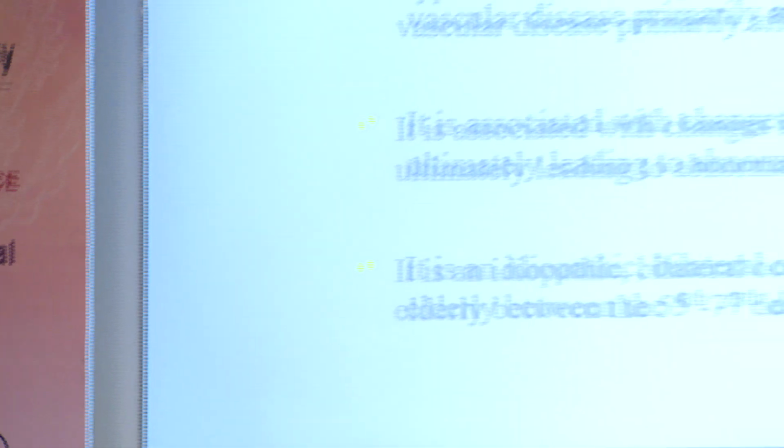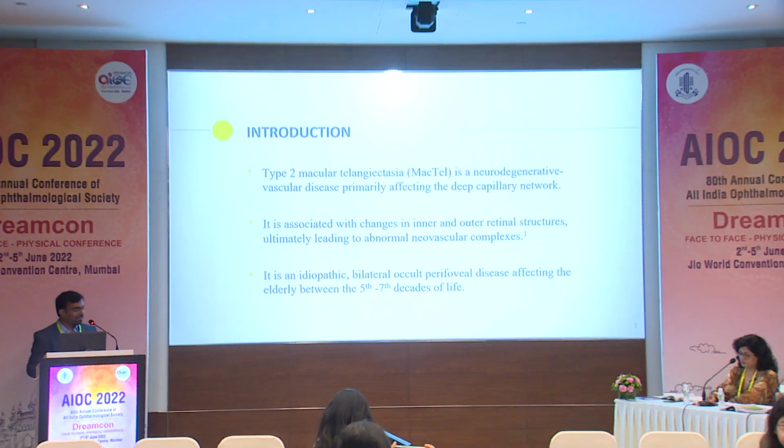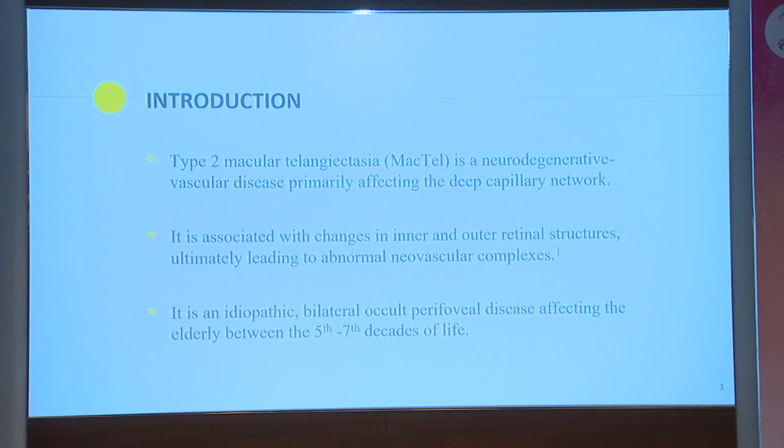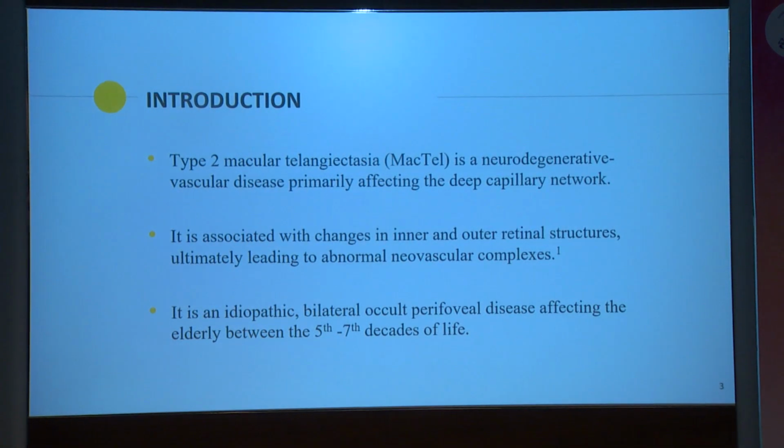Type 2 MacTel is a neurodegenerative vascular disease primarily affecting the deep capillary plexus. It is associated with changes in inner and outer retinal structures, ultimately leading to abnormal neovascular complexes.